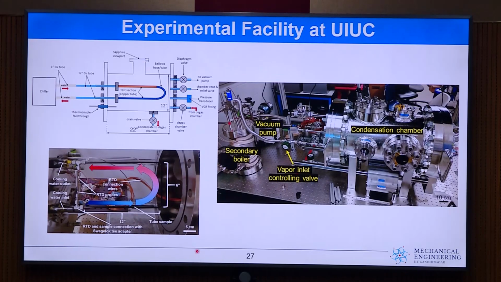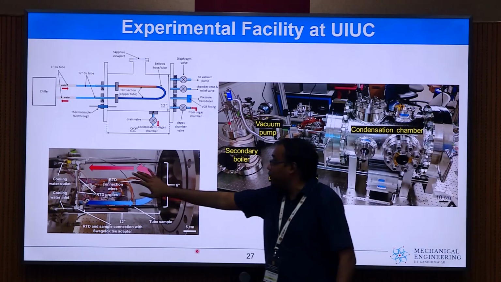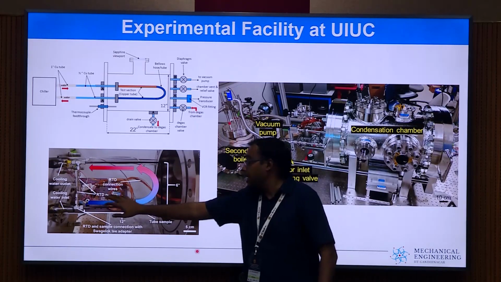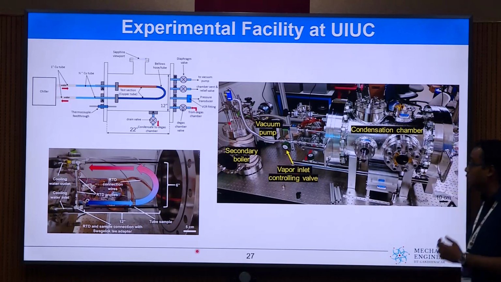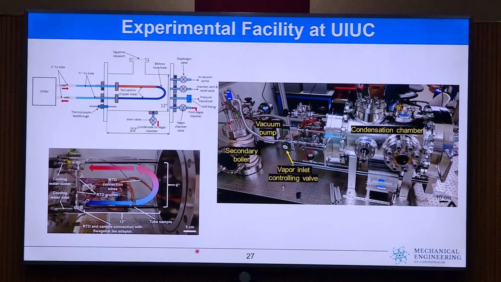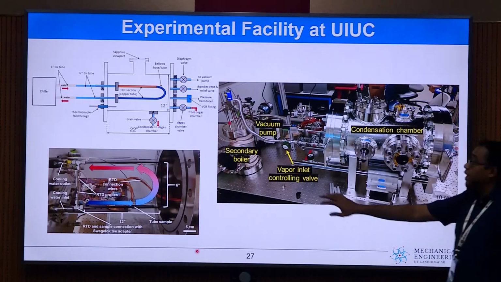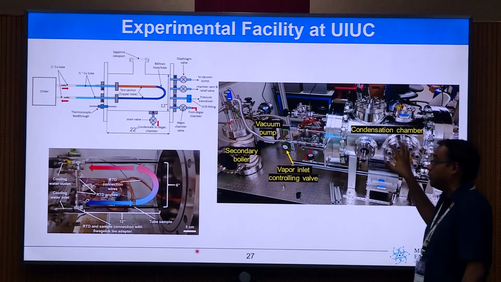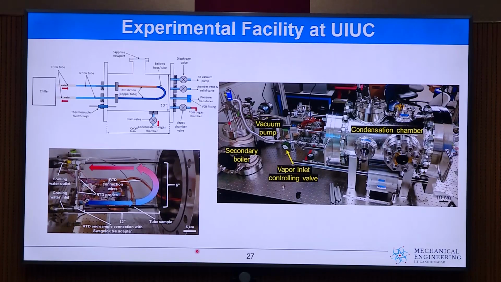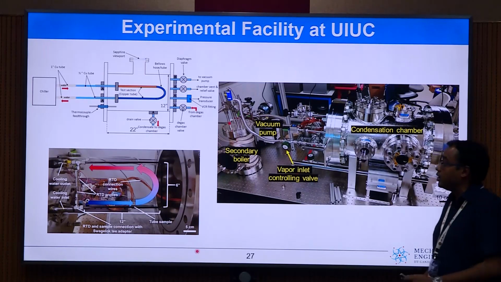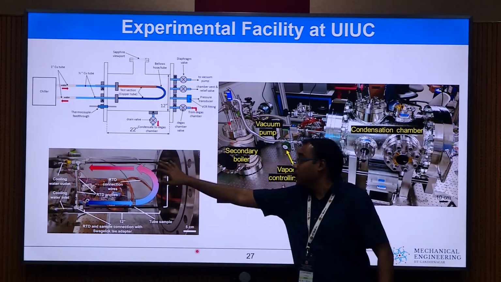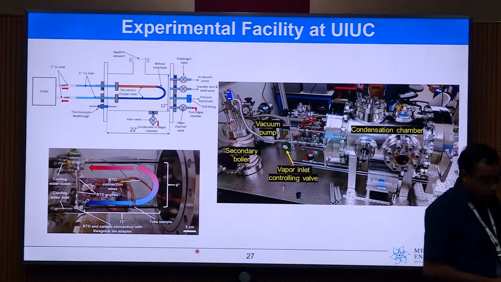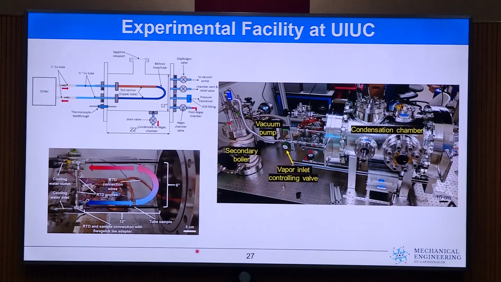This is just the facility we had at UIUC. I won't go too much into the details. This is the condensation chamber. We're doing a pure vapor condensation. The tube sample that you saw goes inside the chamber. Initially it is pumped down with the vacuum pump to a pressure of about 0.1 pascals before the secondary boiler supplies the vapor into the chamber. So the chamber is filled with the vapor of ethanol, hexane, or water vapor or steam, and it condenses as external condensation on the external surface of the tube. The tube is connected to a recirculating chiller which is controlling the temperature of the cold fluid which is flowing.